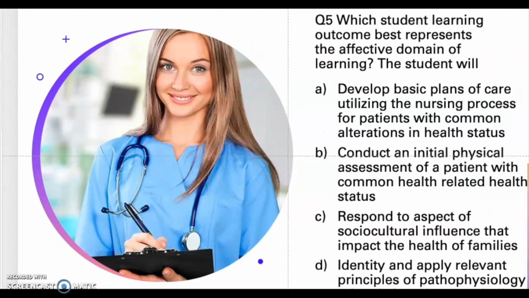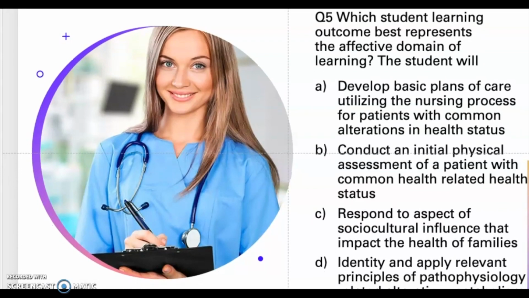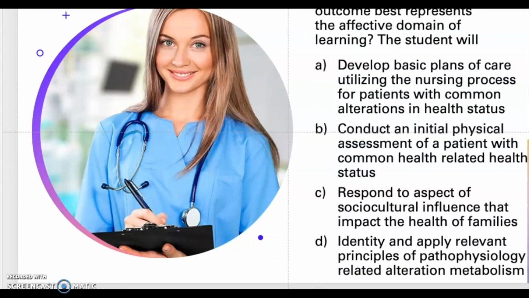Which student learning outcome best represents the affective domain for learning? The student will: A. Develop basic plans of care utilizing the nursing process for patients with common alterations in health status. B. Conduct an initial physical assessment. C. Respond to aspects of sociocultural influences that impact the health of the family. D. Identify and apply relevant principles of pathophysiology.